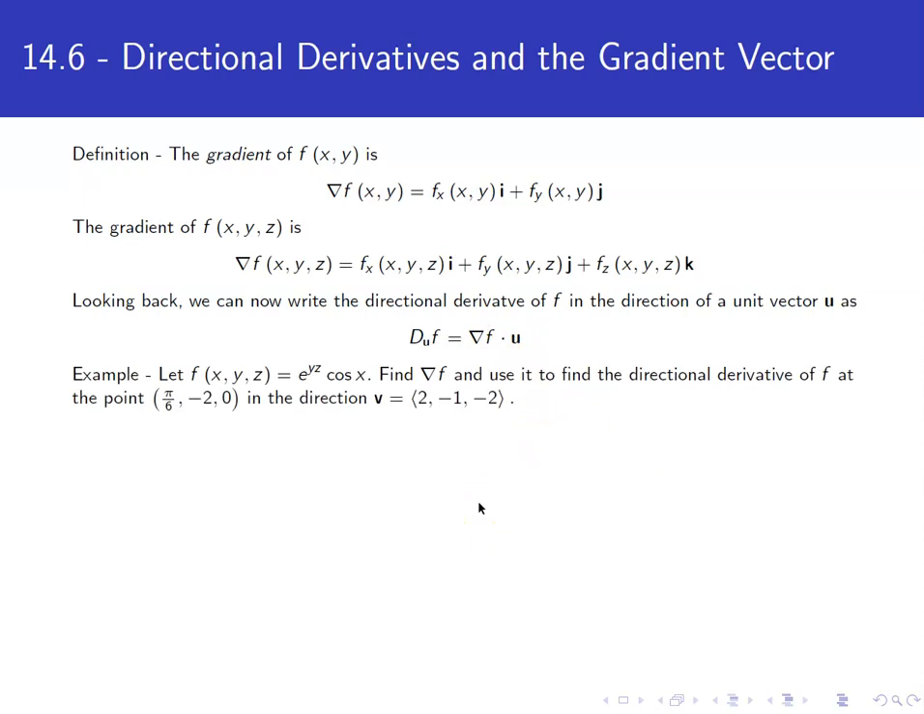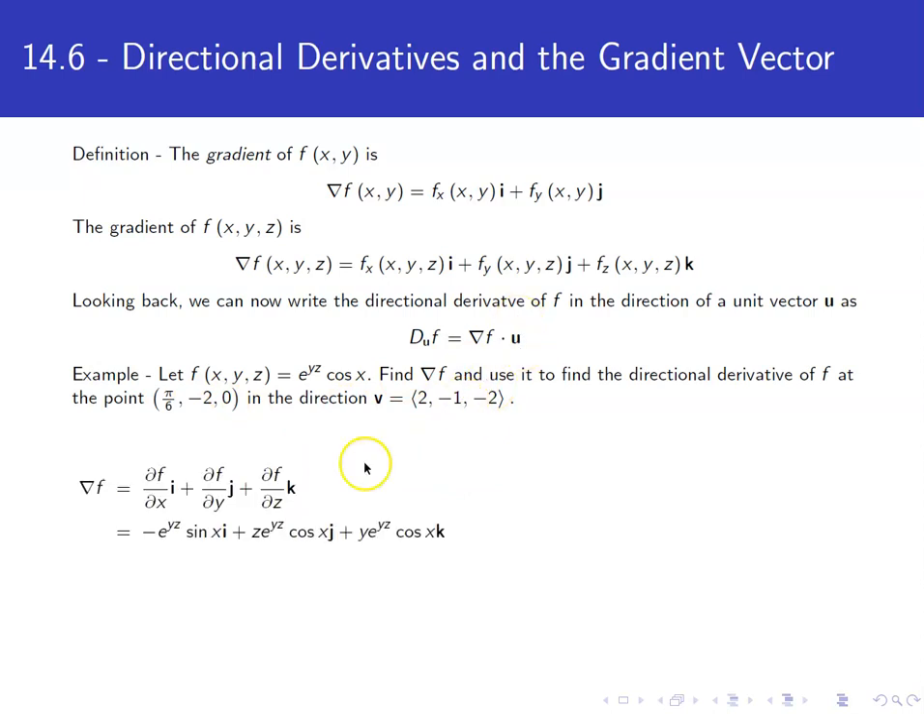So let's look at an example putting this gradient definition to use. Let's say we have the function f of x, y, z equals e to the y z cosine x. Let's find the gradient of f and then use it to find the directional derivative at the given point in the given direction.